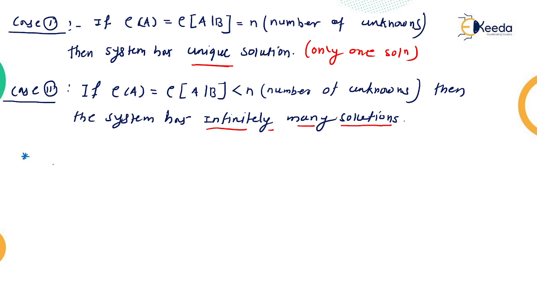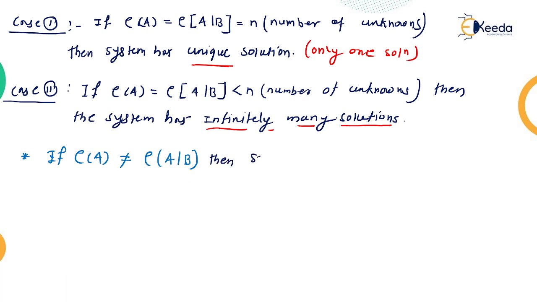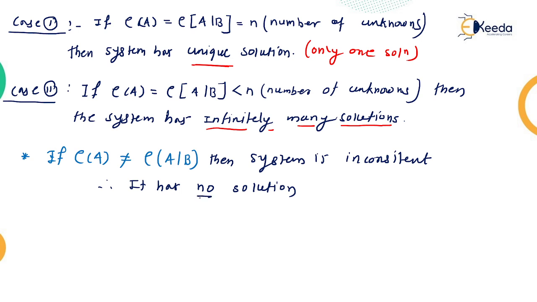And you remember one thing also: if the rank of matrix A is not equal to the rank of the augmented matrix AB, then the system is inconsistent. Means if the ranks are not the same, then we say the system is inconsistent. And if the system is inconsistent, therefore it has no solution. Clearly it has no solution. The system is inconsistent, so it has no solution.